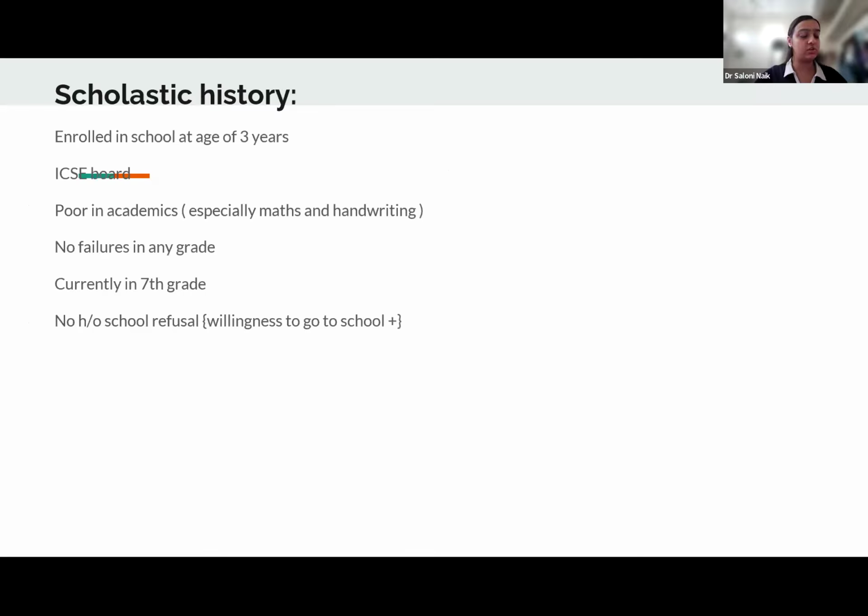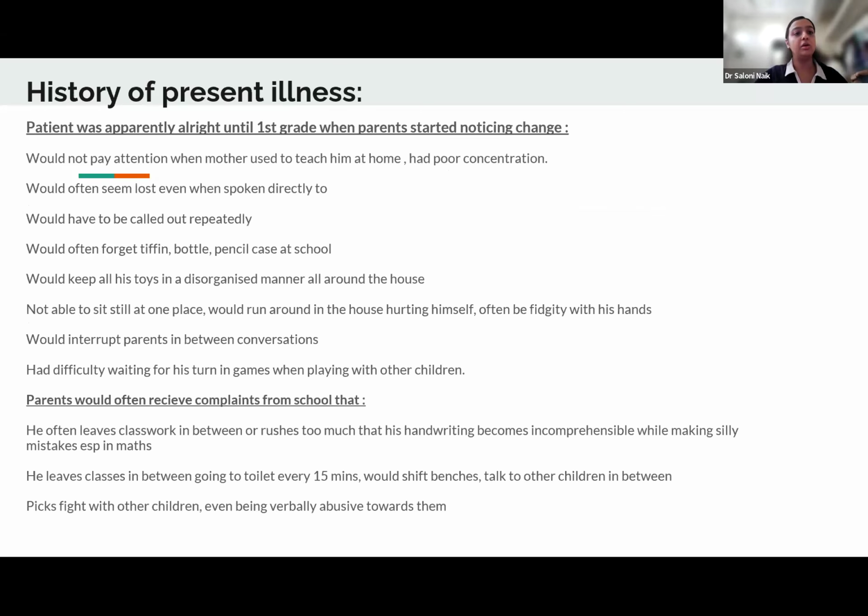In scholastic history, patient was enrolled in school at the age of 3 years. He is in ICSE board, poor in academics, especially in maths and his handwriting. There was no failure in any grade. Currently, he is in 7th grade, and there is no history of school refusal.